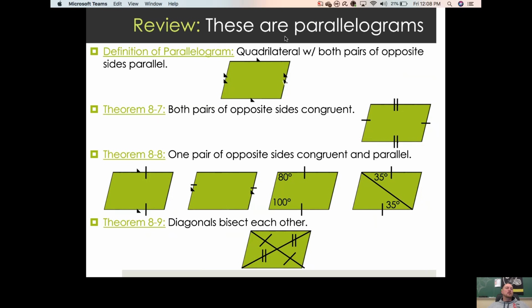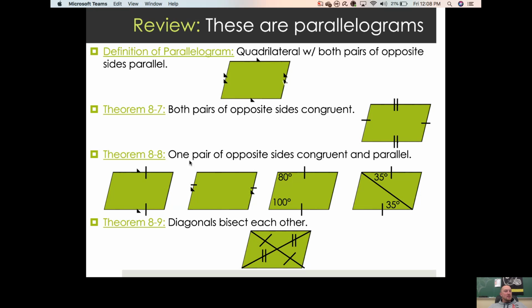This slide is a nice review of all of the ways that we could figure out that something's a parallelogram. So we'll just quickly review that again. This shape is a parallelogram because the opposite sides are marked parallel. That's the definition. Theorem 8.7 says that this shape is a parallelogram because both pairs of opposite sides are congruent.